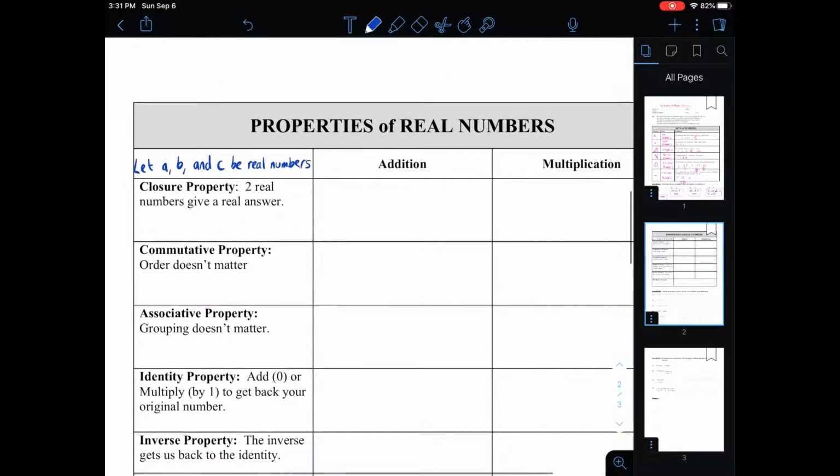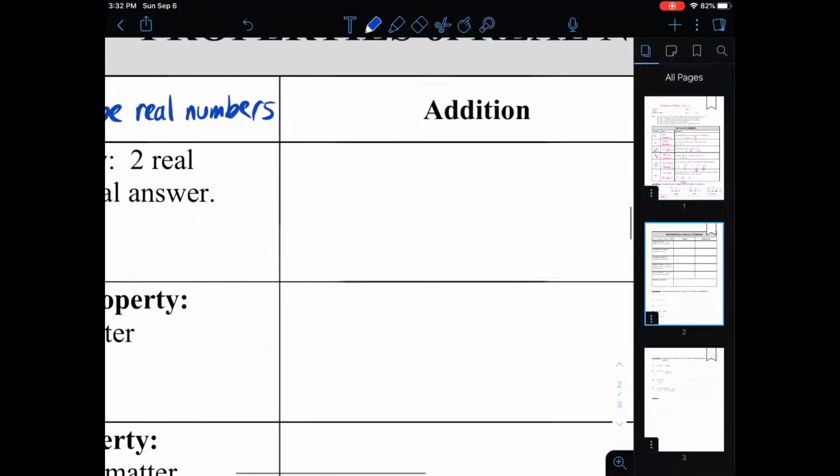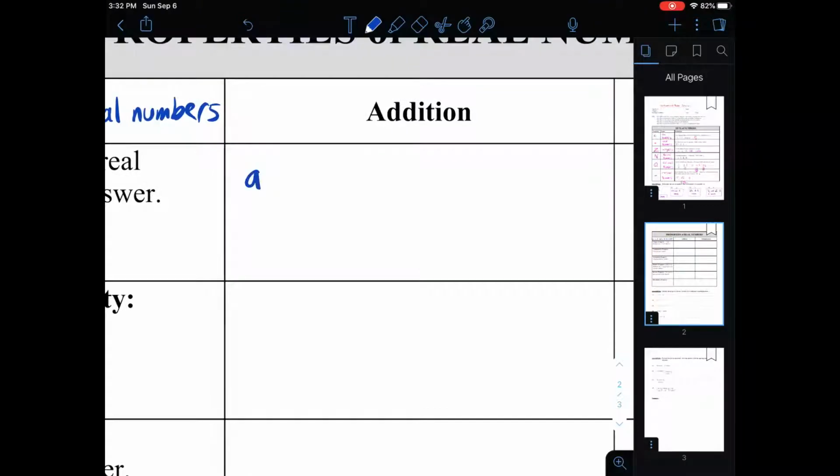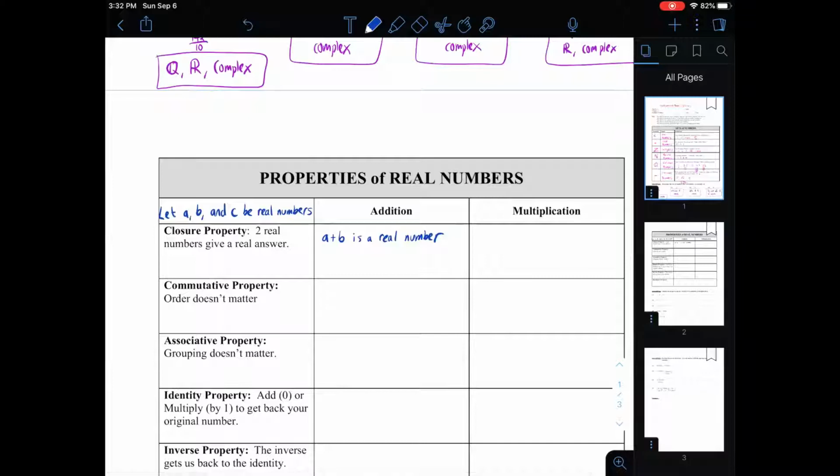So the closure property, say closure. Two real numbers give a real answer. So in the addition thing, we're going to put A plus B is a real number. Basically, this is saying if you add two real numbers, A and B, and we already know they're real numbers because we defined them as real numbers, you're also going to get a real number.